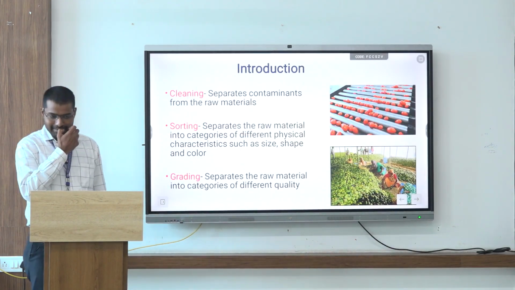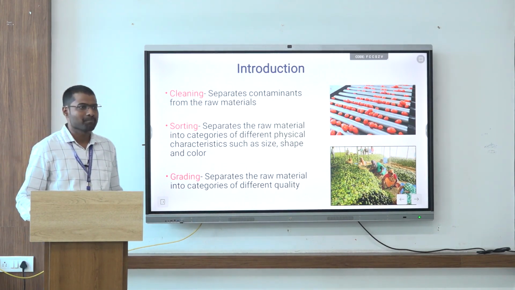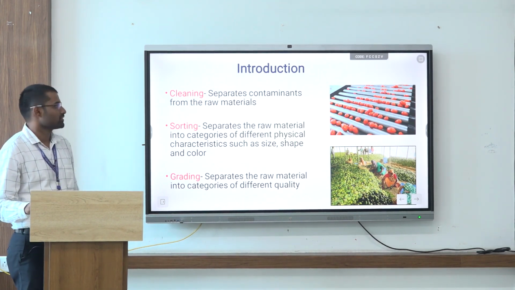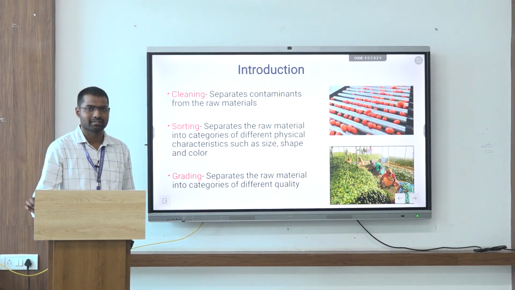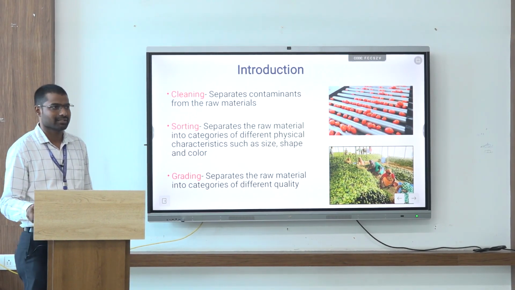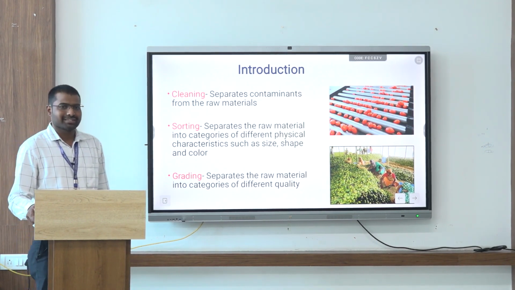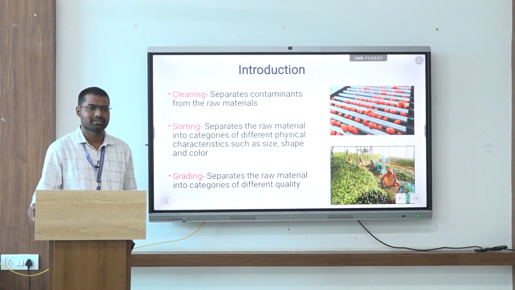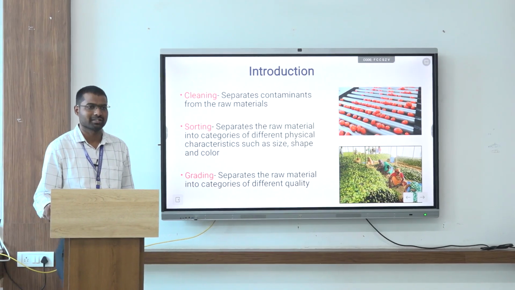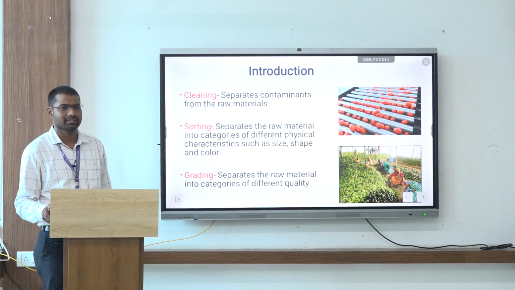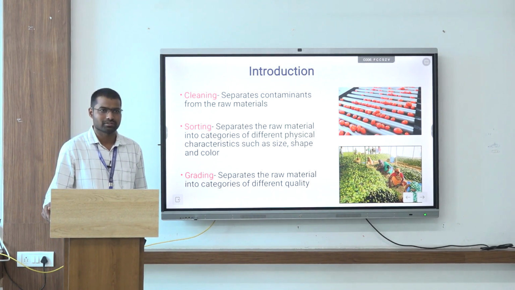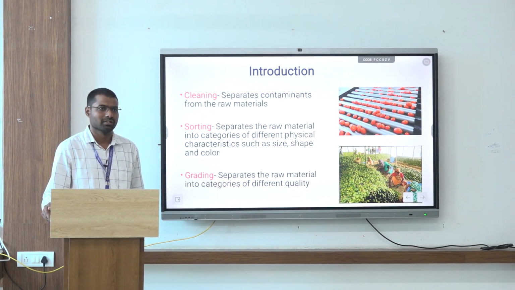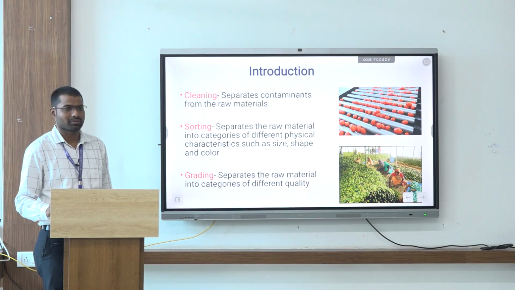So we are discussing the introductory part of cleaning. What is meant by cleaning? Cleaning is the separation of contaminants from the raw material, and this is very important because if the contaminant is present in the raw material, it can contaminate the food product, which directly affects the product quality as well as consumer health. So it is very important to remove or separate the contaminants from your raw material.